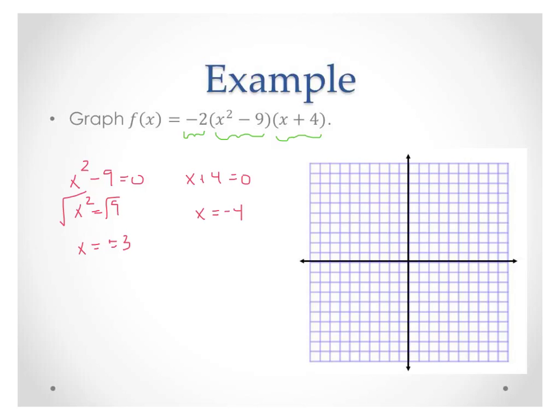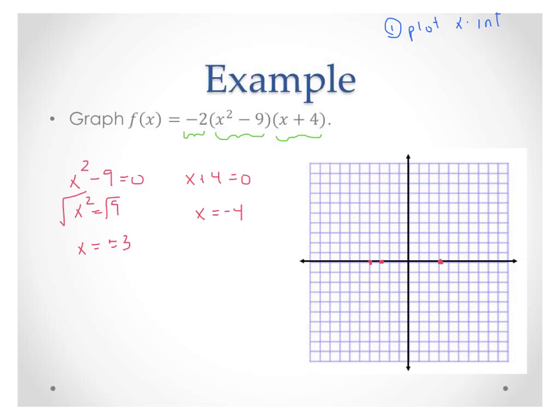So some steps here. Step number 1, plot your x-intercepts. So I'm going to put a point at -4, a point at -3, and then a point at +3. So there are my x-intercepts. There are 3 points on my graph.